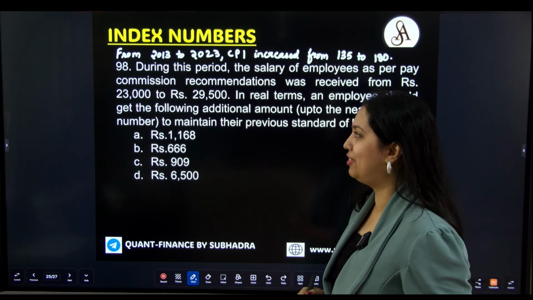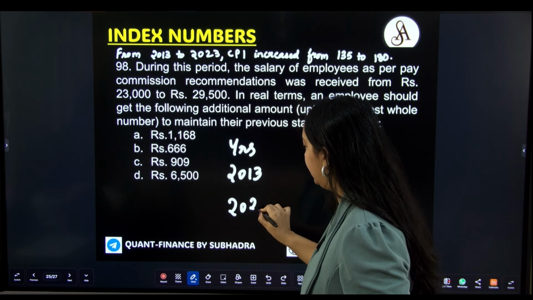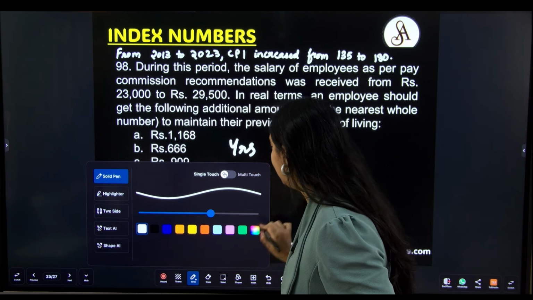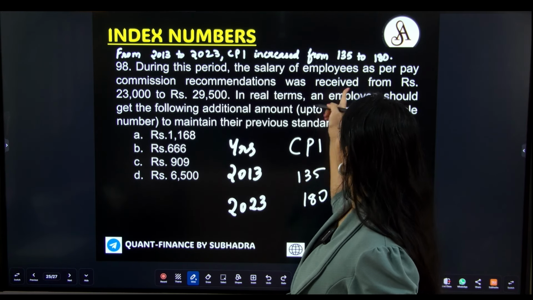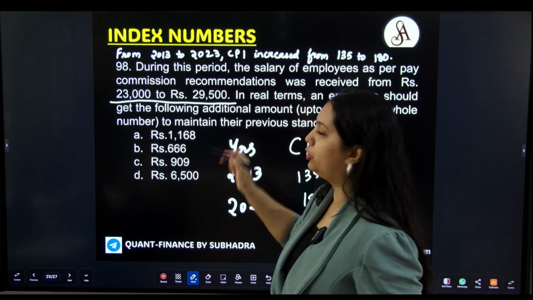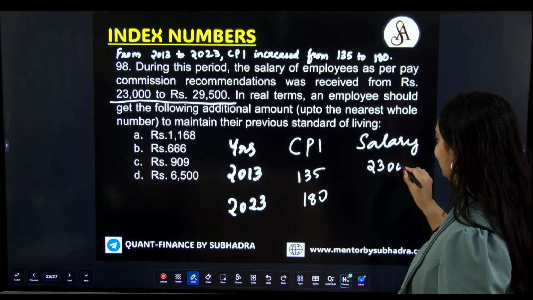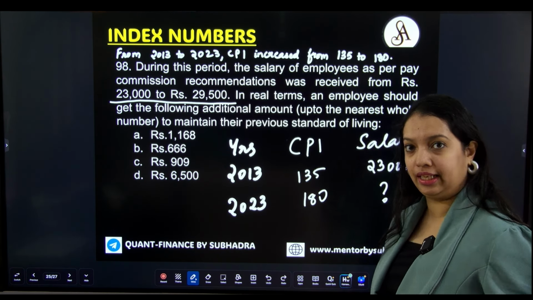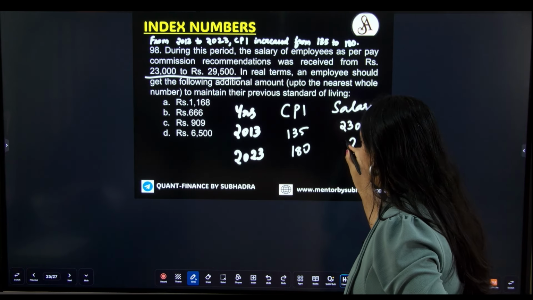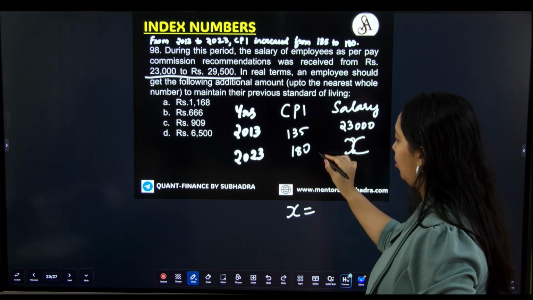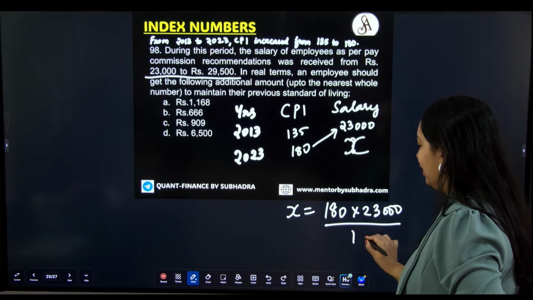We can cross multiply and find the answer. Solve this. The years are 2013 and 2023. They are asking you the consumer price index number. So CPI values are 135, 180. The salary of a person increased from 23,000 to 29,500. So let's put one more column as salary. It was 23,000 earlier. For 2023, they have given it in the question, so we're not going to consider that. Cross multiply and find the value. If I consider this as x, your x value will be cross multiply 180 into 23,000 divided by 135.